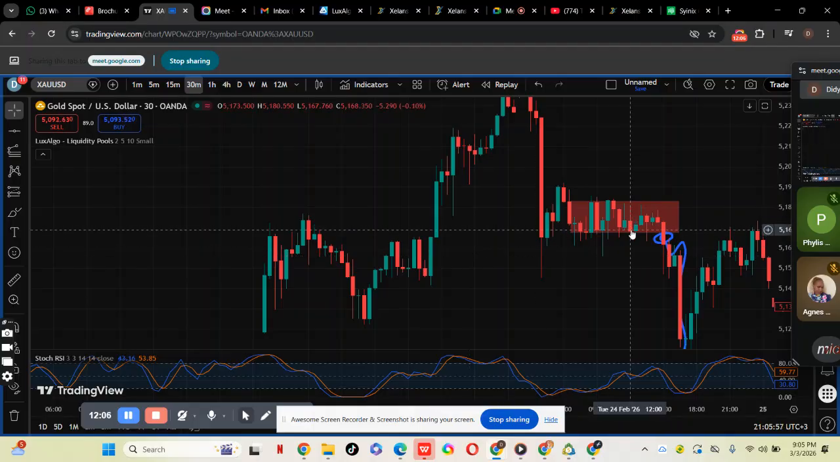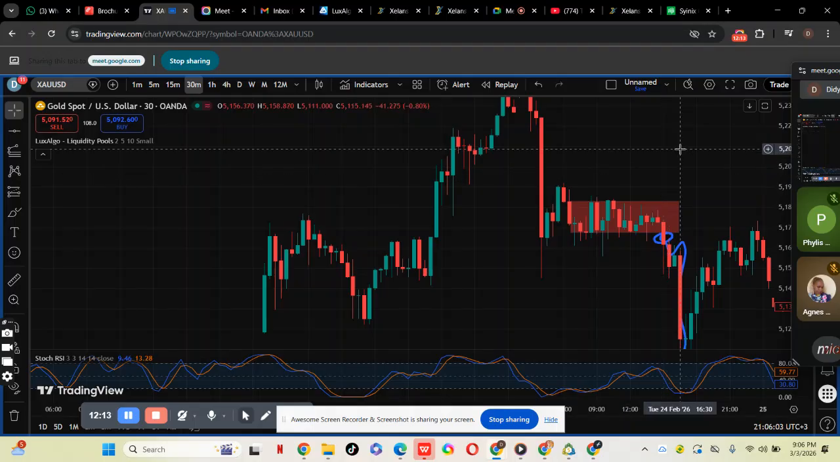So if there is a breakout below, we sell. If there is a breakout on the upper side, we do what? We take a buy. Any question?